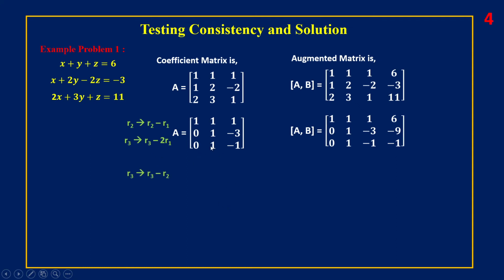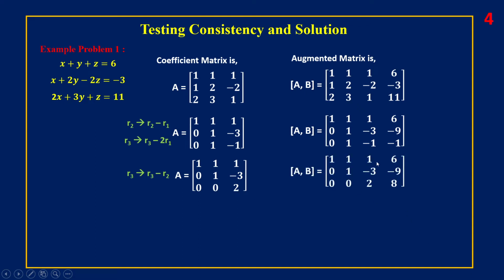Further we can reduce row 3 minus row 2. Here 1, 1 are the same elements, so we can transform row 3 as row 3 minus row 2. Row 3 minus row 2 is 0, again 1 minus 1 is 0, and minus 1 minus of minus 3 is minus 1 plus 3, sorry. That will become 2.